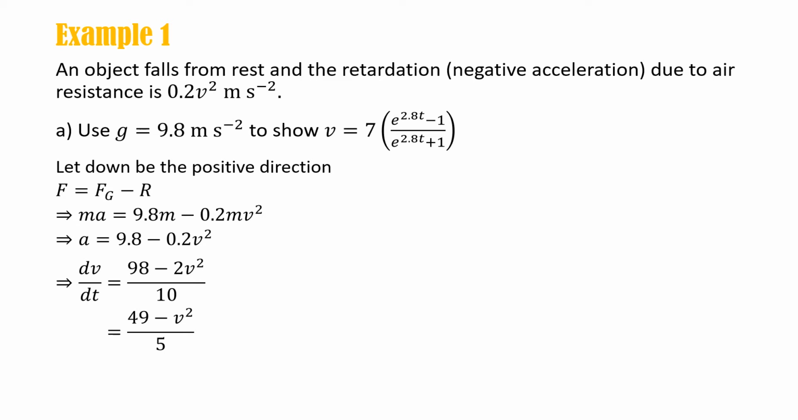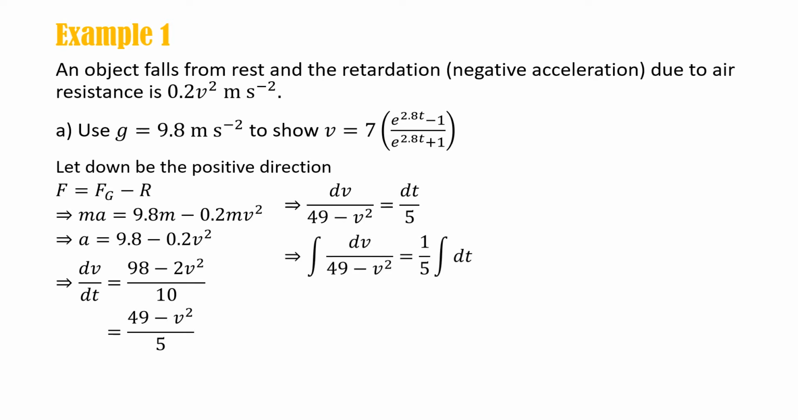Now I want to have all of my v's on the left, so I'm going to switch out my dt with 49 minus v squared. And then we get that dv over 49 minus v squared is equal to dt over 5. So what we need to do now is take the integral of both sides. So I can pull out my 1/5 out the front. We're going to have 1/5 of the integral of dt, which we should realize is just going to be t.